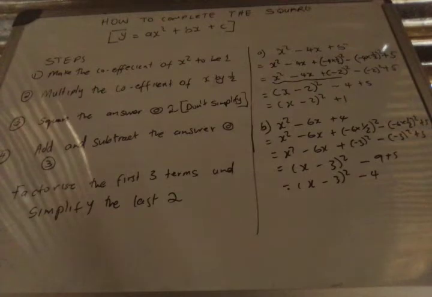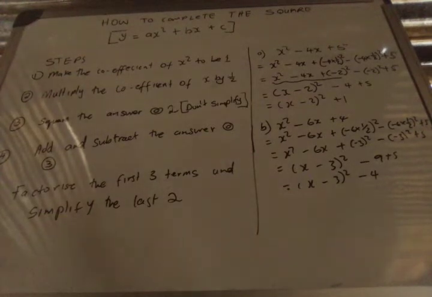And then step 3, we have to square the answer that we get at step 2. So after multiplying the coefficient of x by half, we square it. And then according to step 4, we add the answer that we get after multiplying the coefficient of x by half and squaring it. We add it and we subtract it, and the last step is that we factorize the first 3 terms and simplify the last 2. Okay, let's look at an example.